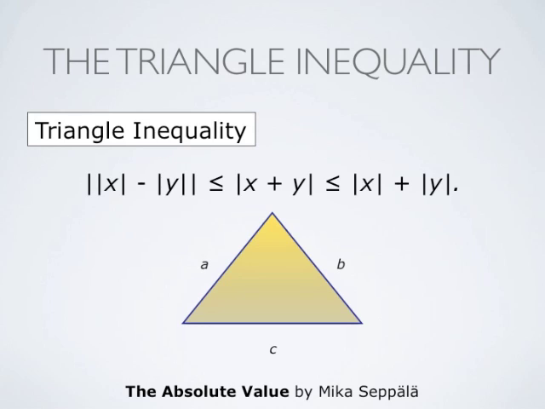The triangle inequality says that the absolute value of x plus y is always between the absolute value of x plus the absolute value of y and the absolute value of x minus the absolute value of y. This seems rather technical, but it really all boils down to the fact that the length of two sides in a triangle is more than the length of the third side. That is, in this picture, a plus b is larger than or equal to c, regardless what triangle we have.